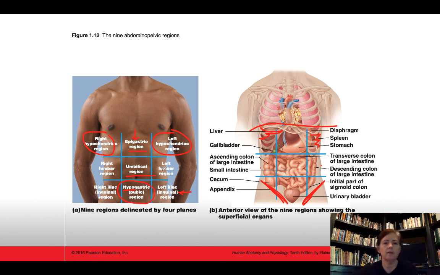But there's your 9 abdominal pelvic regions. It gets a little more specific. Certainly be familiar with the terminology, and as we learn these organs and these organ systems, we'll be able to place them in those specific areas.